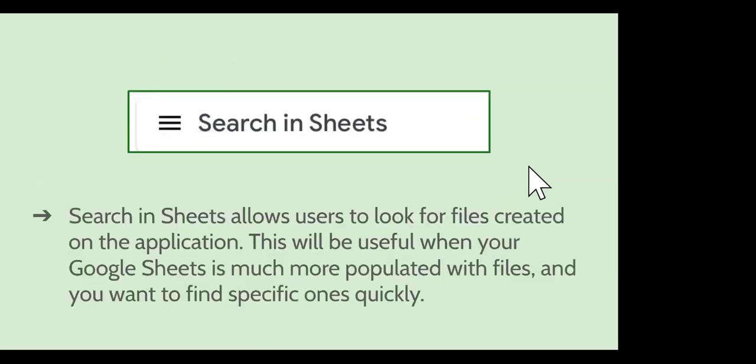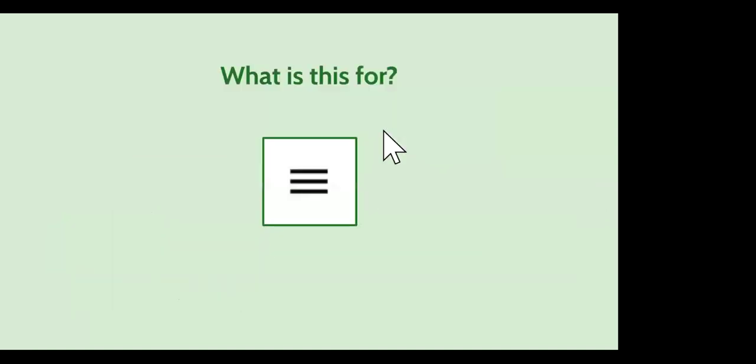If you see this, yeah. Is it to look for information? It is to look for the information. Yes. Yes, Miss Anne, that is what it's for. So if you use the search in Sheets, what it does is that it allows you to look for files created on the Sheets application. This will be useful when your Google Sheets is much more populated with files and you want to find specific ones quickly, right? You can type the name of the document in the option search in Sheets, okay?